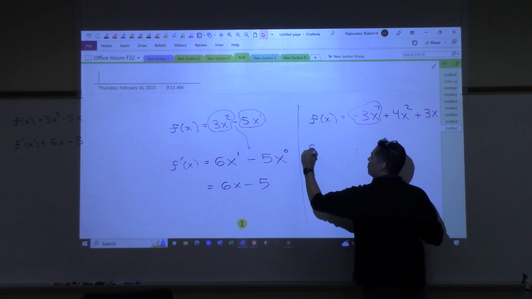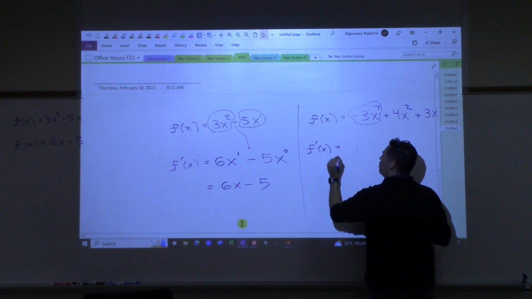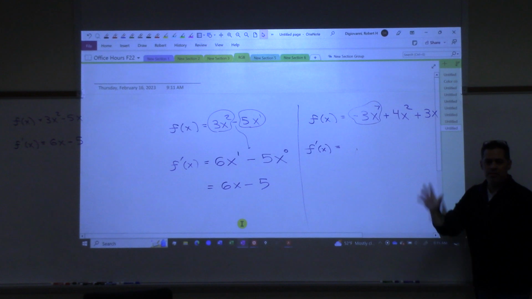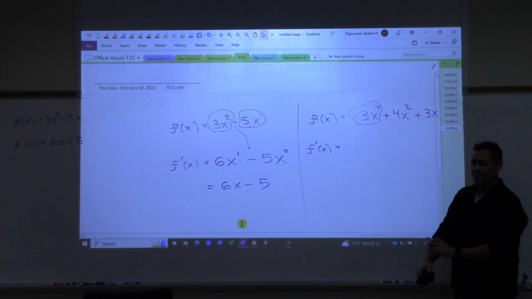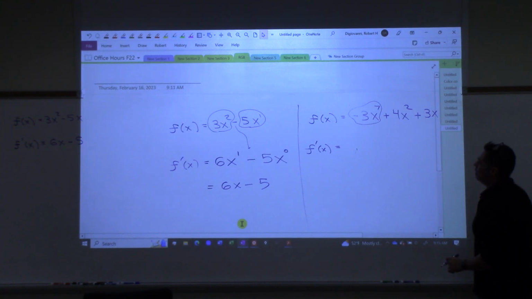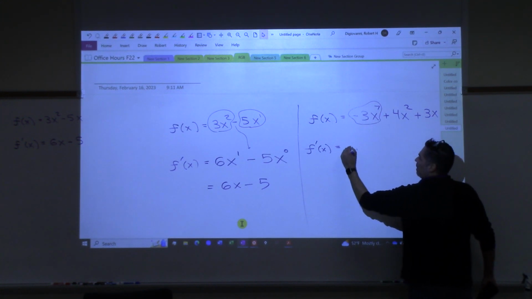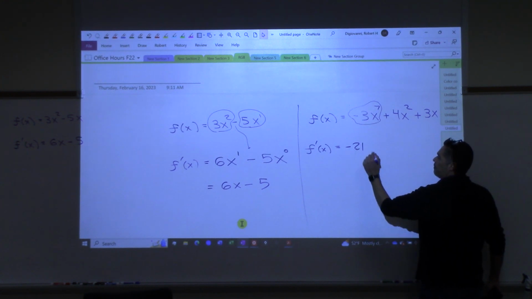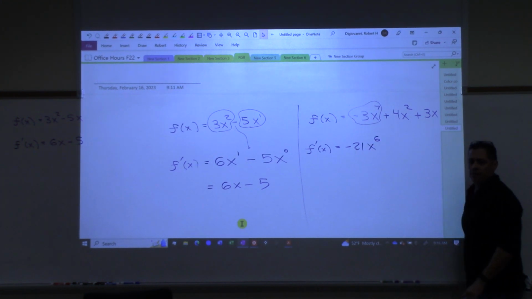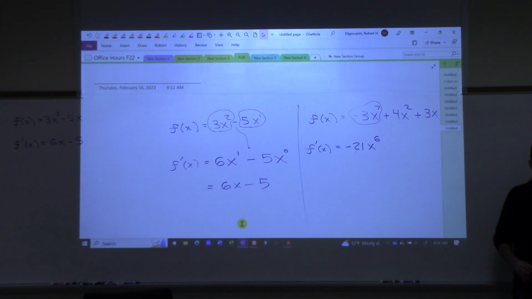I'm going to write the derivative of this is equal to, all right, who wants it? Raise your hand. Go ahead. Negative 21. Okay, so you're multiplying 7 times negative 3. Good. x to the power of 6. Done, right? Everyone see that? You like this, don't you? This is better than the limit, isn't it?